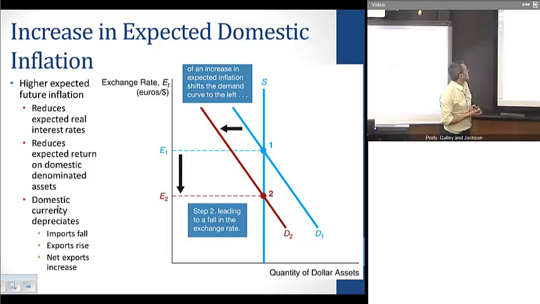And then lastly, we can look at a change in domestic inflation. So in this case here, we have higher expected future inflation. Again, through this Fisher effect, that would result in a decline in real interest rates. If domestic real interest rates are falling, then the incentive to hold domestic assets is getting lower. In that case, the demand for domestic denominated assets goes down, the exchange rate depreciates, and as a result, exports go up, imports go down, and the net effect of those is that net exports increase.